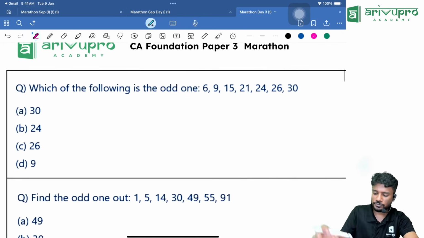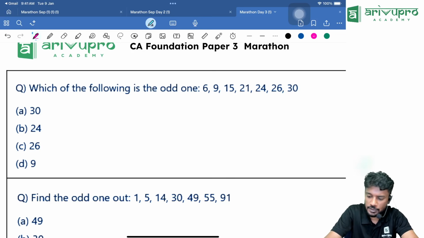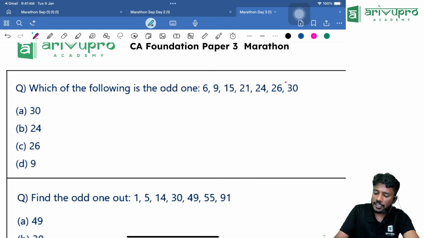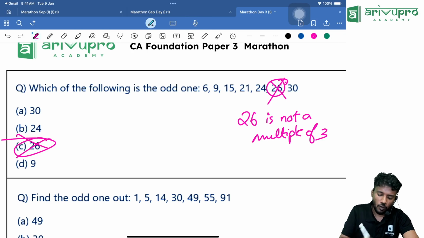Look at this. Why 26? Yes, one person already told the answer. Everything else is a multiple of 3. So 26 is not a multiple of 3. That means 26 is the odd man.